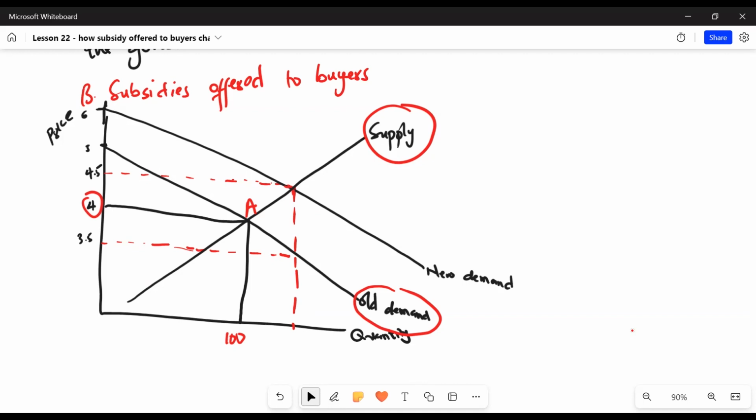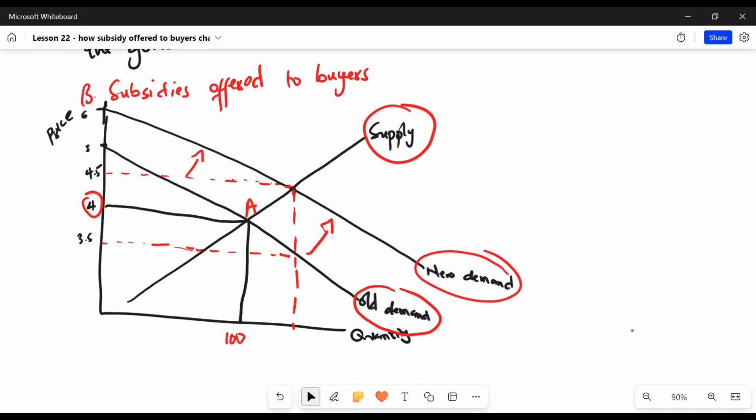Now, if the government were to offer subsidy to consumers, the subsidy increases the willingness of a consumer to purchase the good. So this shifts the demand curve to the right by the margin of the subsidy. So let's assume that the government offers a £1 subsidy for apples per apple bought. Now this subsidy is going to shift the demand curve to the right by the margin of the subsidy, which is £1 in this case. This will move us to a new demand curve.